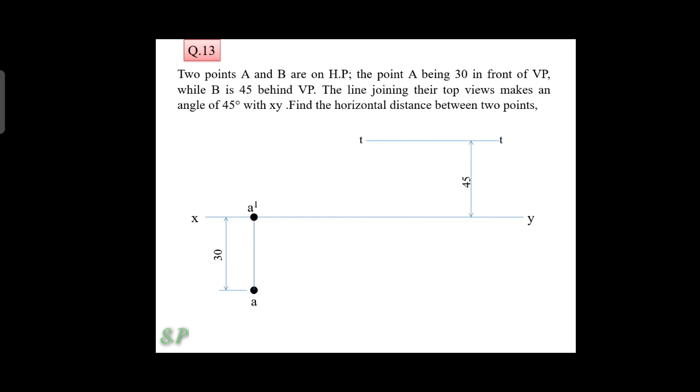The line joining their top views makes an angle of 45 degrees with XY. So from the top view point on the A projector, you take a 45 degree angle and draw an inclined line. The inclined line intersects our straight line TT. That intersecting point you note is our top view point B. Next, from the point B, you draw a perpendicular line in the downward direction up to the XY reference line. You will get the front view point B dash. Then finally you measure the distance between the A projector and the B projector, and that is our final answer.